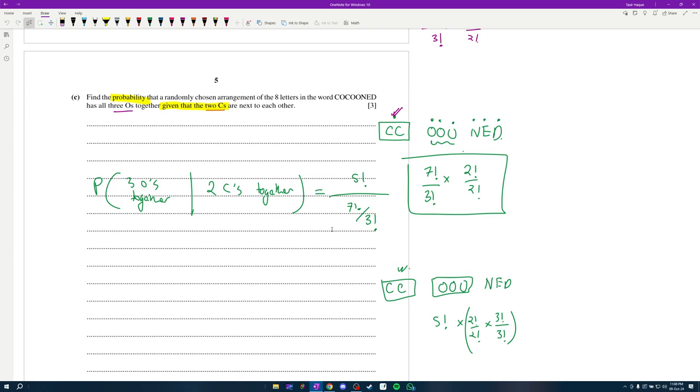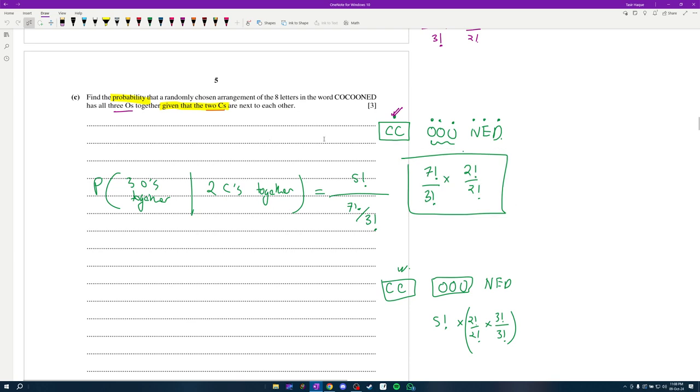The 2 C's are next to each other. So consider them as a unit. How many units do we have? 6 plus 1 over here, that's 7. So 7 factorial divided by 3 factorial for the O repetitions times 2 factorial by 2 factorial. So that's the condition, given that 2 C's are next to each other.